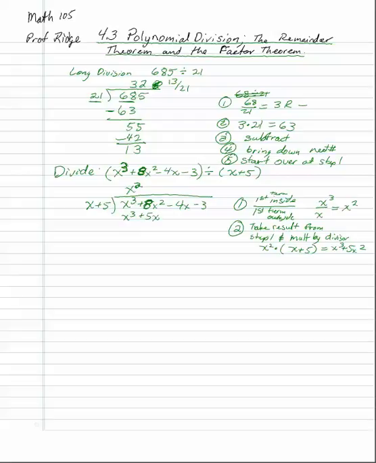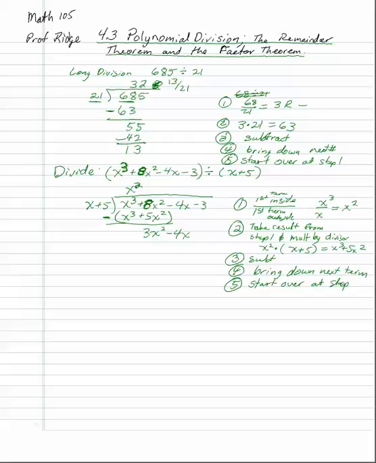Okay. So x squared. Now I'm going to subtract, and remember when you subtract you've got to distribute the minus sign. So x cubed minus x cubed is 0. 8x squared minus 5x squared is 3x squared. Okay, so subtract. Then we're going to bring down the next term. Instead of the number, you bring down the next term. So we'll bring down the minus 4x. And then we're going to start over at step 1 again.